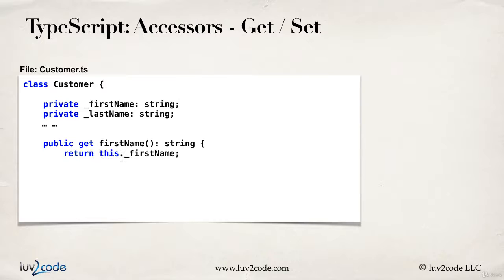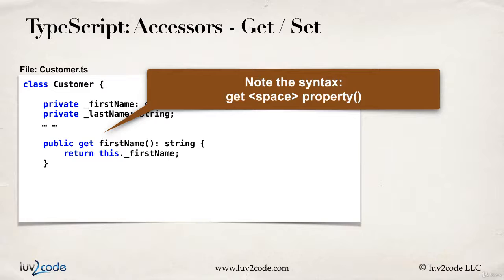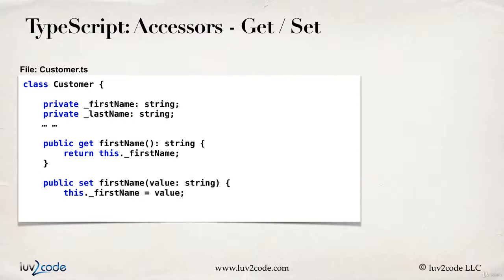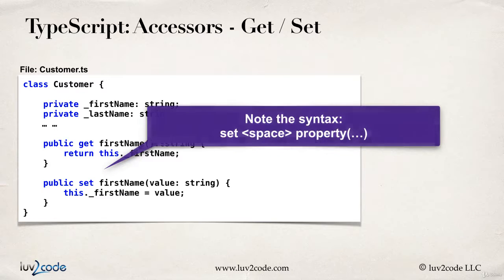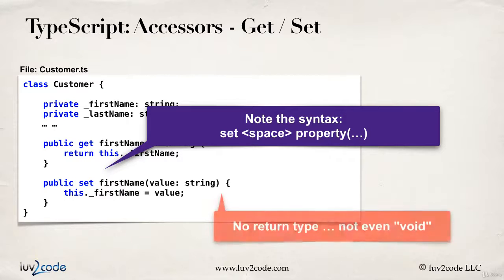And then I go ahead and set up a get accessor. Note the special syntax here: get space property. Then we do a similar thing for creating a set accessor. Again, note the syntax: set space property. Both of these accessors are public, so that's what they'll use to access this given data. One thing to note about the set accessor: there's no return type, not even void. So these are the public accessors that you'll use to access the given data.